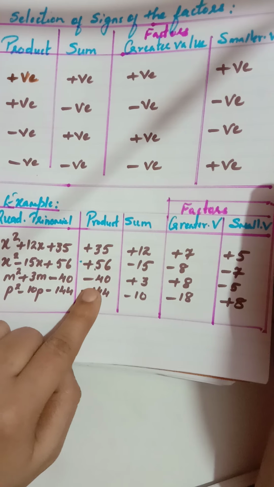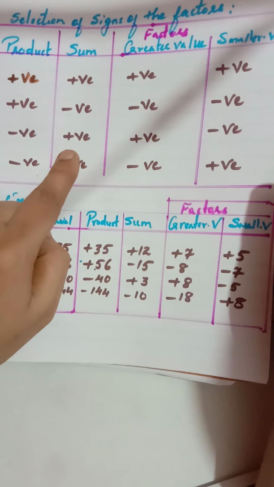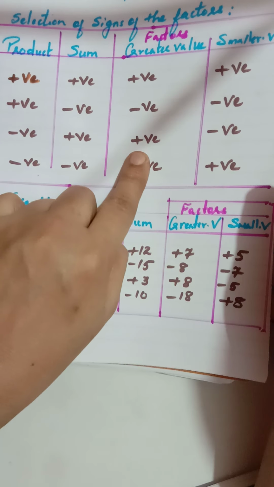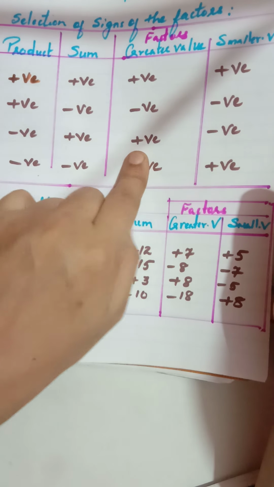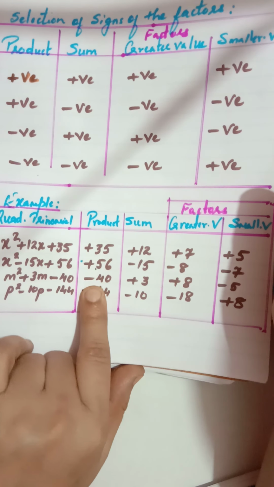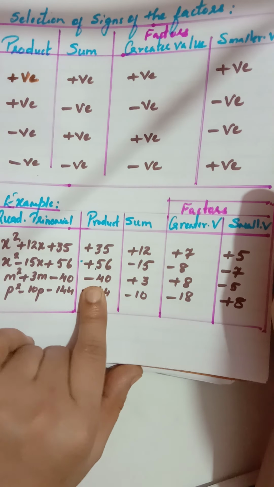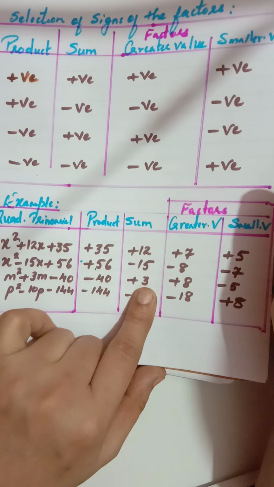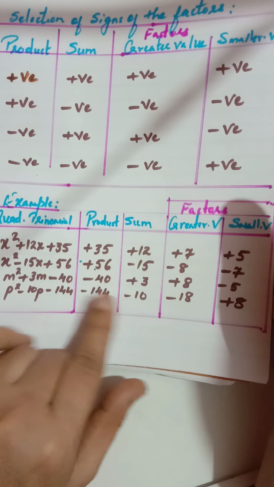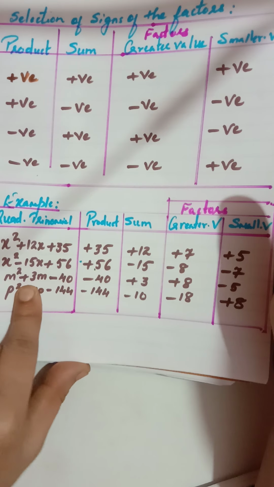Now the third case you are seeing, where your product is negative. See children, your product is negative, your sum is positive. In that case children, the greater value you are going to take positive and the smaller will be negative. So see children, your product is minus 40, your sum is plus 3.